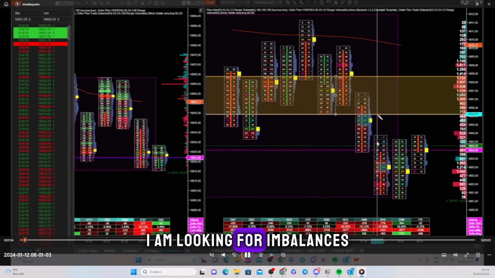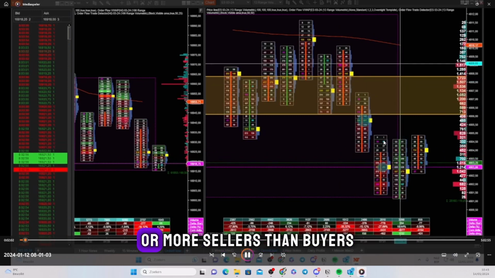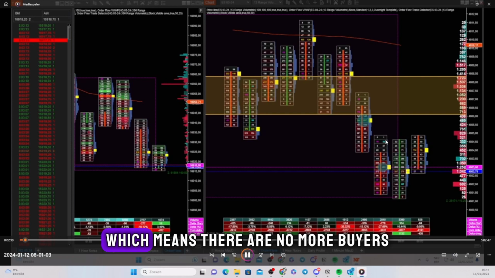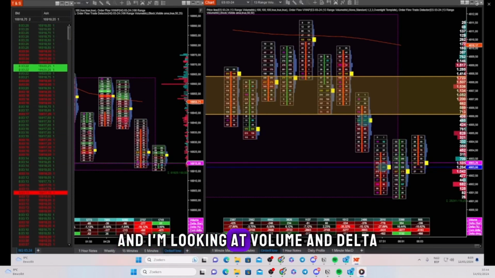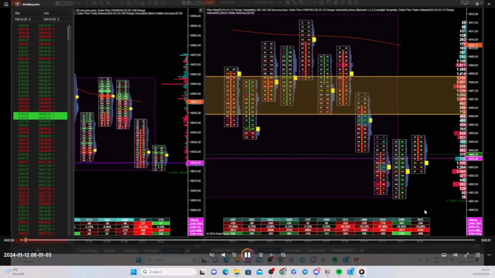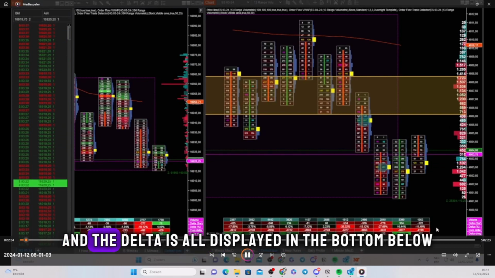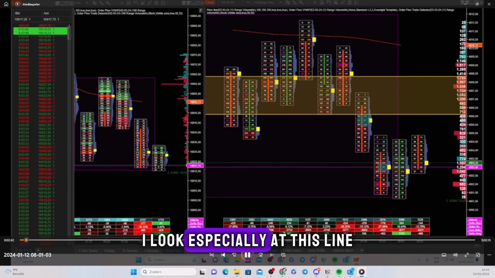I am looking for imbalances. So when there are more buyers than sellers or more sellers than buyers, I am looking for exhaustion, which means there are no more buyers and sellers start taking over. And I'm looking at volume and delta. So the volume is displayed right here, and the delta is displayed at the bottom below. I look especially at this line.